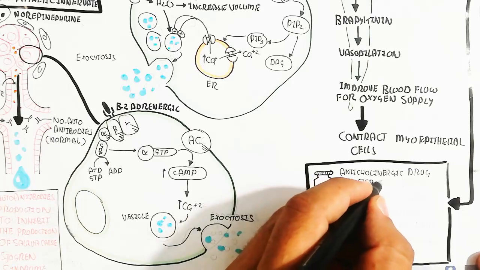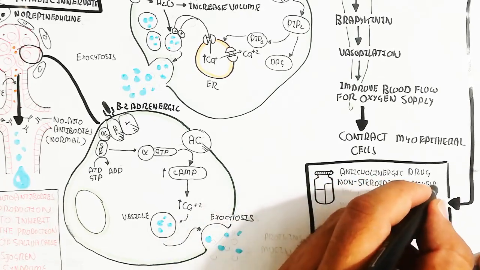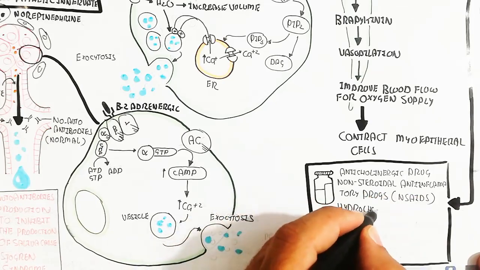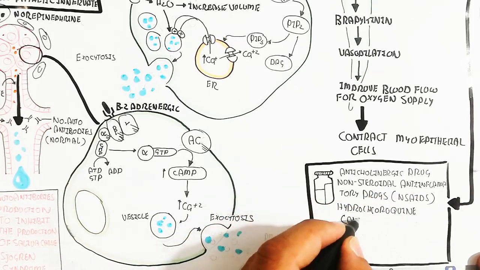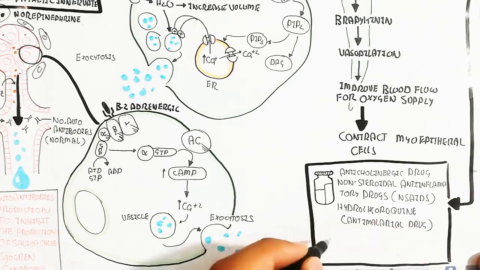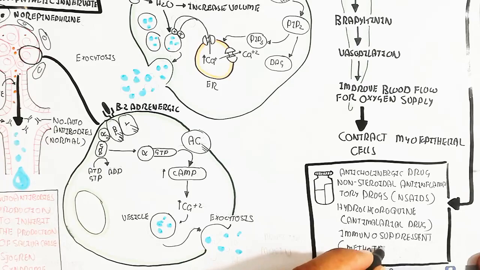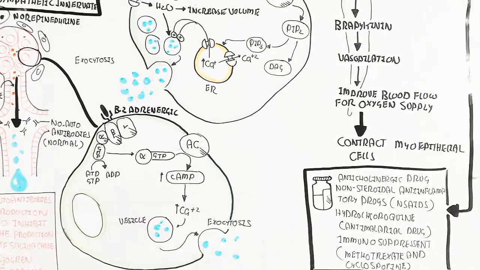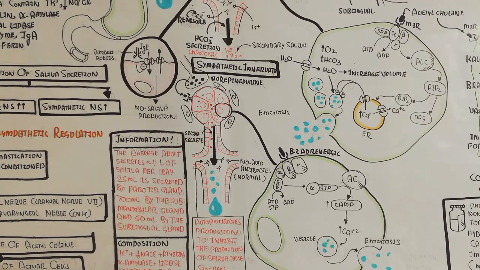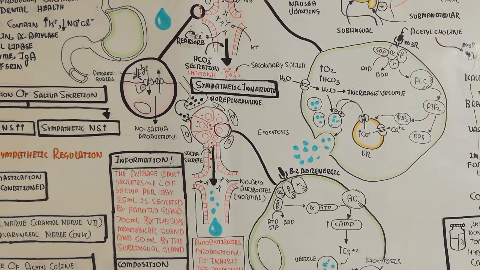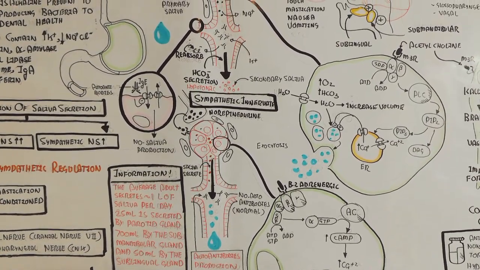Sjogren syndrome is treated with anticholinergic drugs, non-steroidal anti-inflammatory drugs (NSAIDs), hydroxychloroquine, an anti-malarial drug, and immunosuppressants like methotrexate and cyclosporine. I hope you make sense of this.